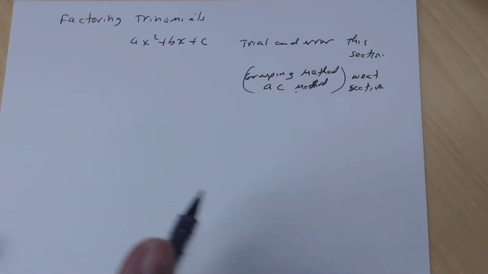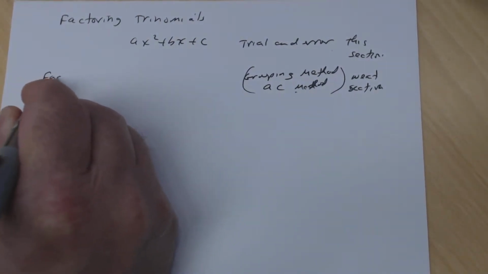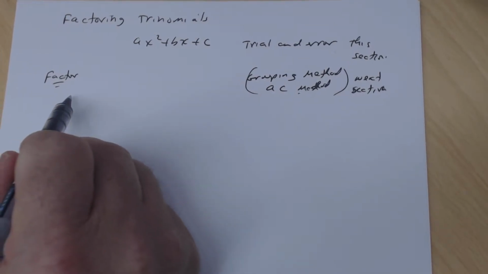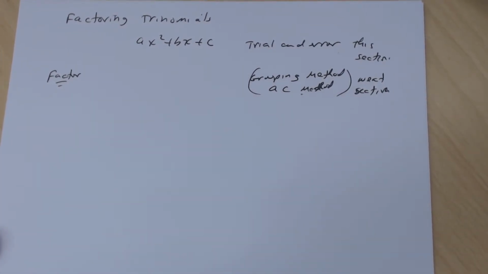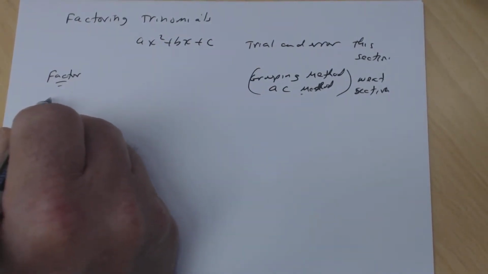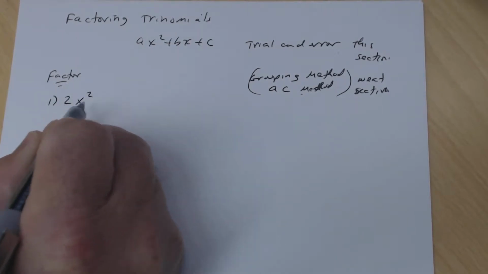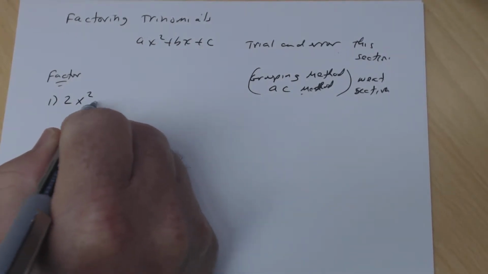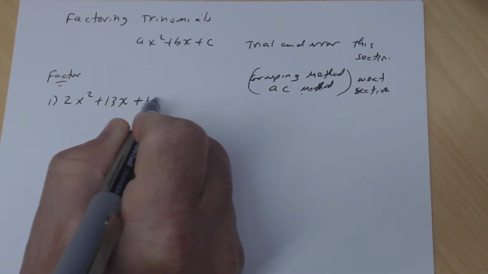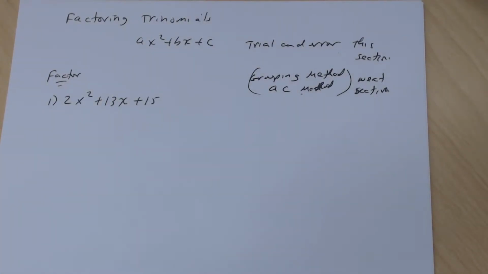Okay, so let's start off with this example. We're going to factor completely. Remember, anytime I use the word factor, make sure you understand that it means factor completely. So let's factor this trinomial: 2x squared plus 13x plus 15.